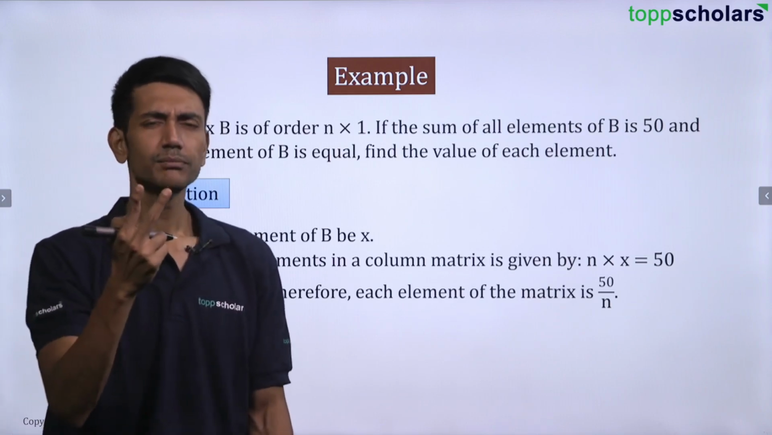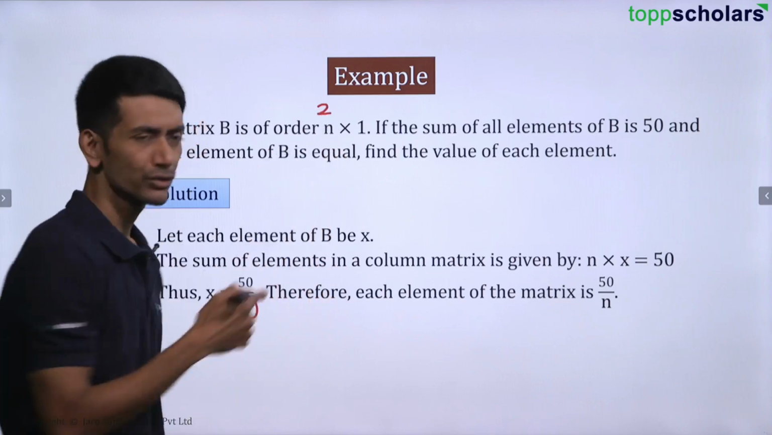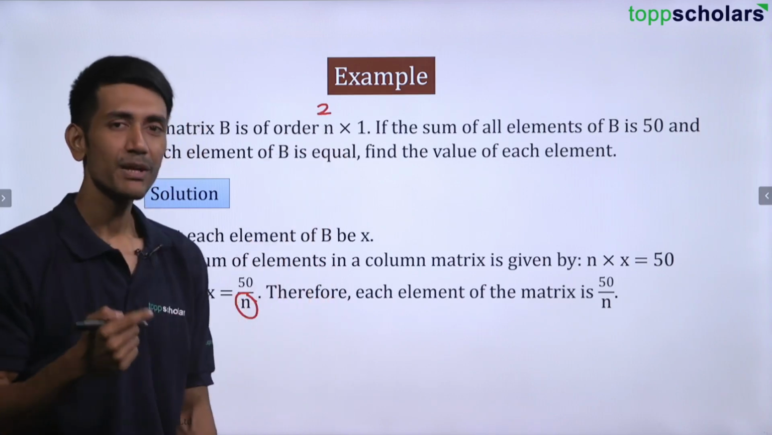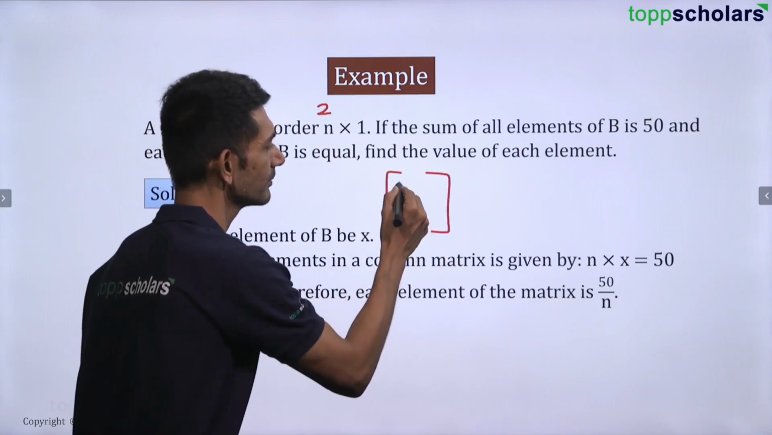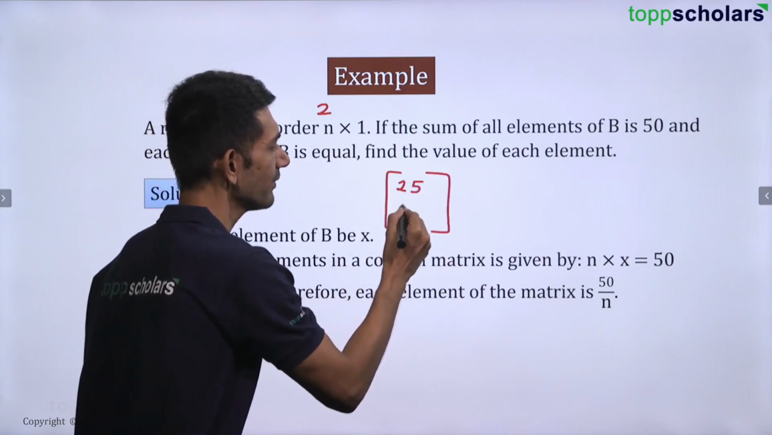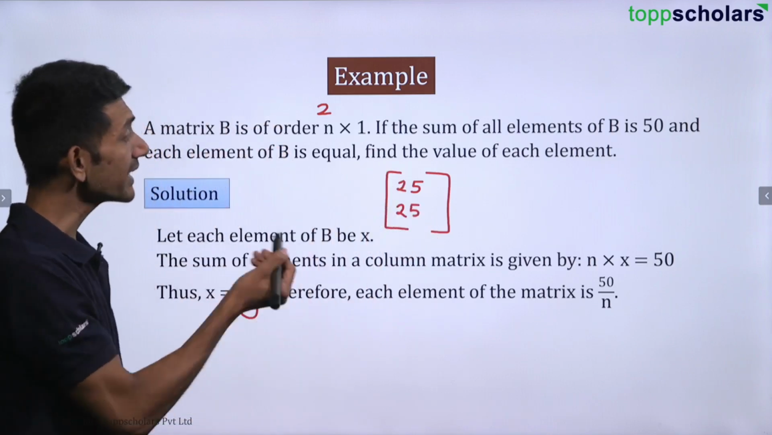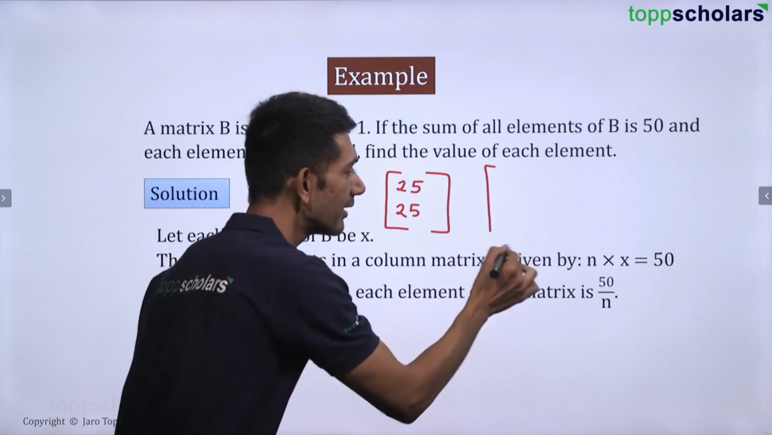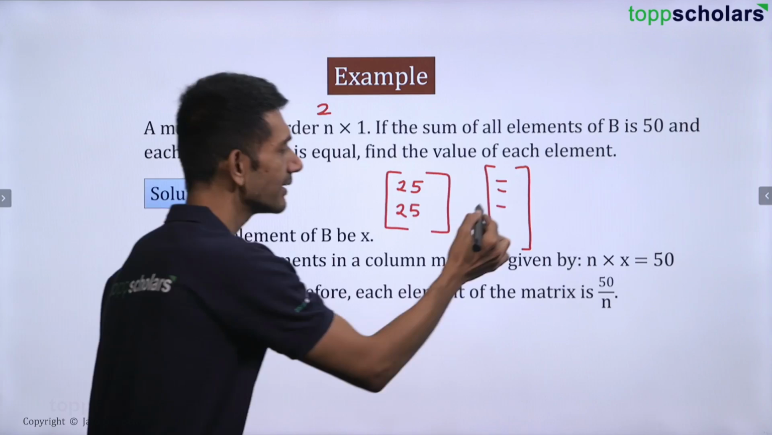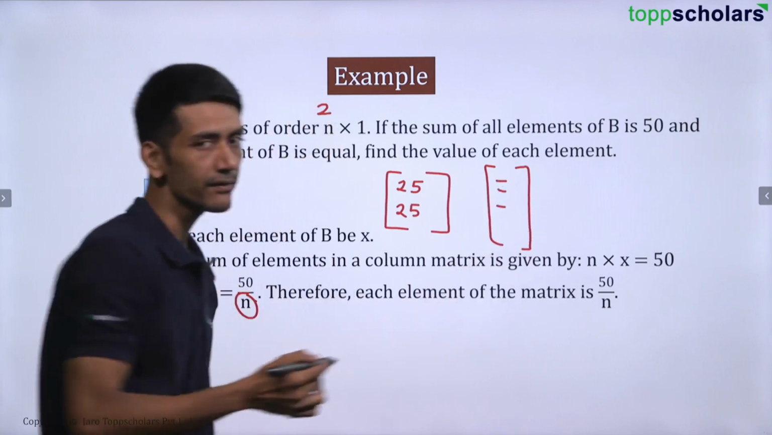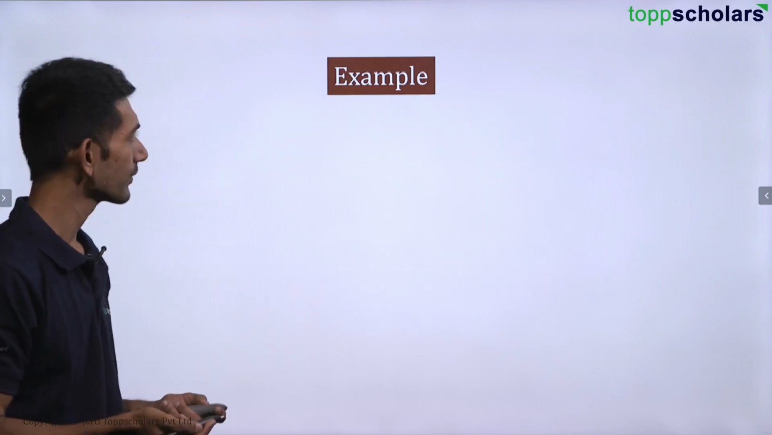So suppose there are only 2 rows, then I'll divide by 2. 50 by 2 is 25. So this will be 25, 25. The total is 50. Suppose n is 10. That means there are 10 rows, right? And in each row, dividing by 10, that becomes 5. So 5, 5, 5, 5, up to 50. Simple question, isn't it? Let's continue.